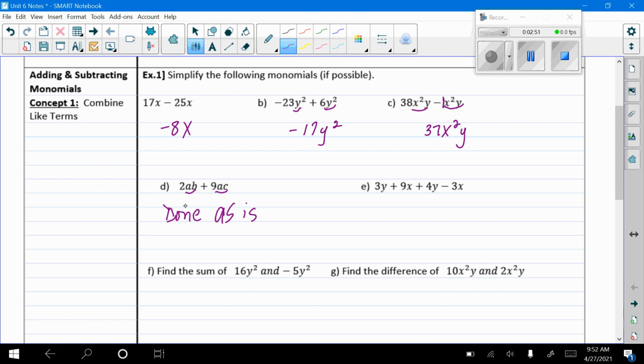The next one, I have 3y plus 9x plus 4y minus 3x. Well, combining like terms, like this very first one that we had, I'm going to go alphabetical. I'm going to underline my x's and I'm going to box my y's. Remember, the sign in front of a number goes with it. So x's, I have 9x minus 3x, which gives me 6x. And over here I have 3y plus 4y, and that gives me 7y. I'm going to add those because it's a positive.